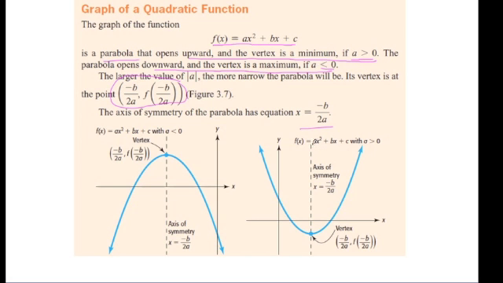Over here, f of x equals ax squared plus bx plus c, but a is greater than 0. Now it opens up. The vertex is still negative b over 2a, and f of negative b over 2a. The axis of symmetry is x equals negative b over 2a.